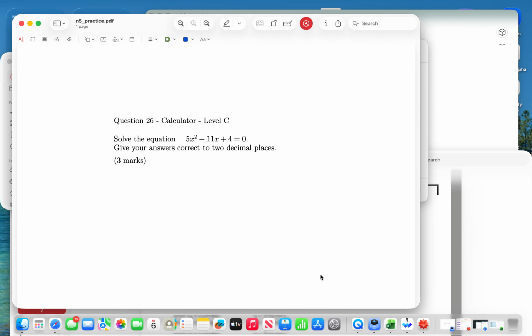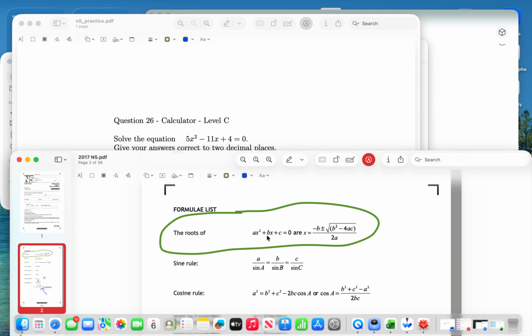Question 26. It's a calculator question and it wants us to solve this quadratic equation. Now, it does say give the answer to 2 decimal places and it's in a calculator paper, so it would be fair to make the assumption that it cannot be factorised and we have to use the quadratic formula instead. Now, this is given to you in the exam, but you do not need to know how to use it. So this is the quadratic formula.